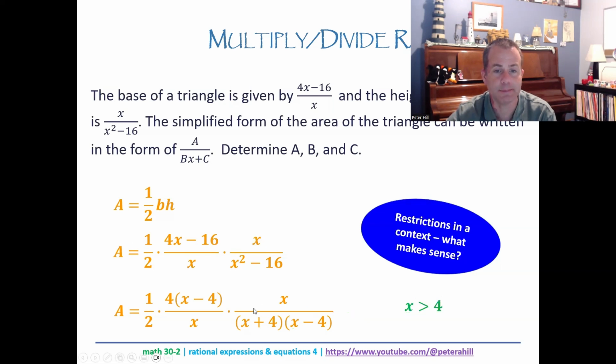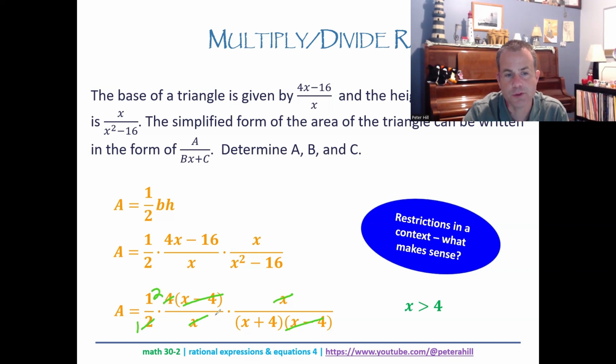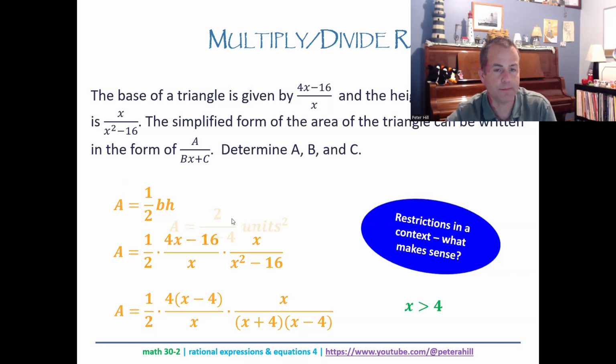So let's then keep going here. My x minus 4s will divide out and my x's will divide out, and 4 divided by 2. Let me write that down for you here. My x minus 4s divide out, my x's divide out, and my 4 over 2 will be 2 over 1. So it looks like I'm down to 2 over x plus 4, which would be the area of the triangle. Okay. So I'm going to erase this and put that there for you.